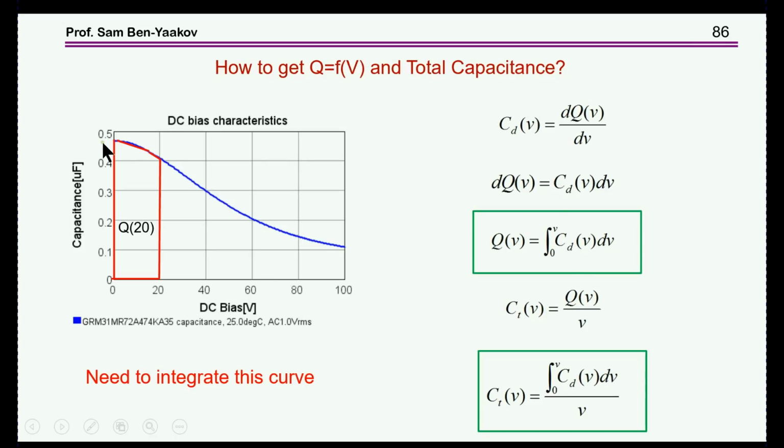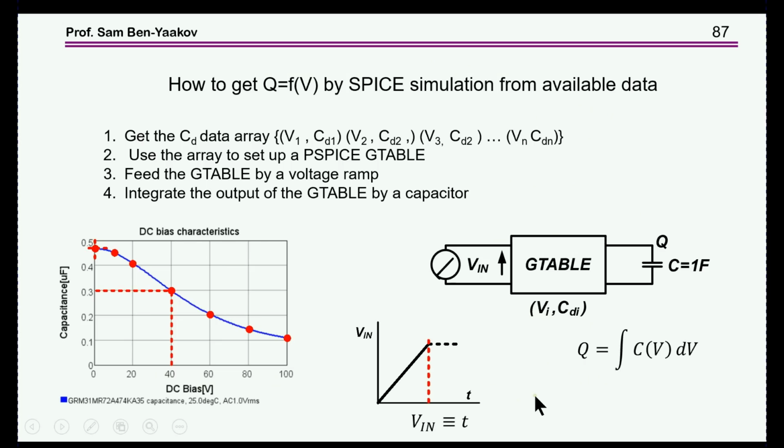Once, for example, you have this information, you can take the integral of it. You have this derivative, take the integral, and you get the charge, and then you have this relationship between the charge and the voltage. And then you can use this equation to get the total capacitance if you wish. You can do it, and I like SPICE and simulation very much. By simulation, you can digitize this curve, put it into what's called a G-table in PSPICE, an element that has a current output as a function of the input, put here a ramp, and this will be the integral, and it produces the curve.